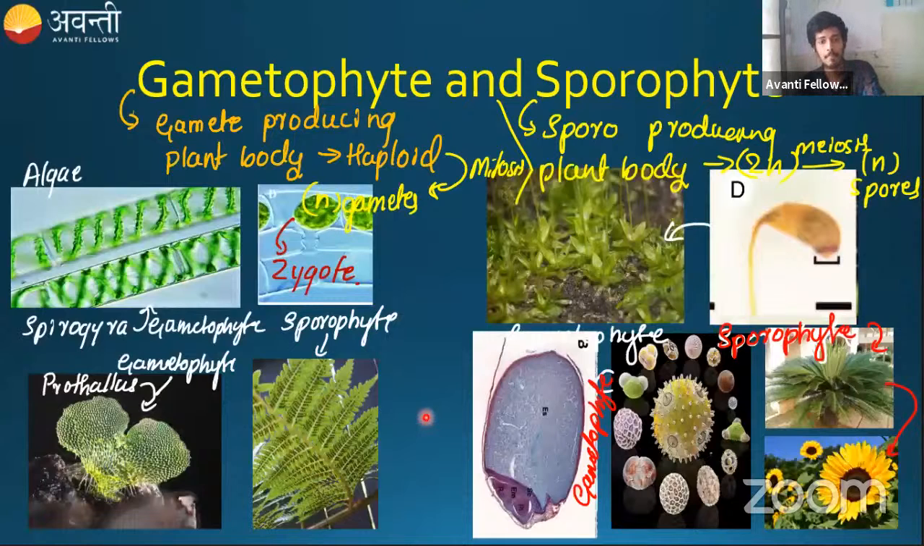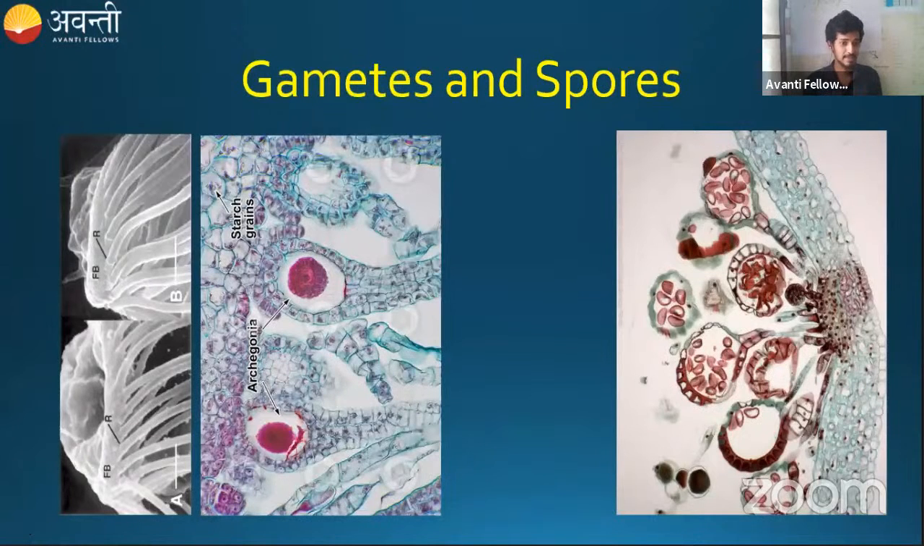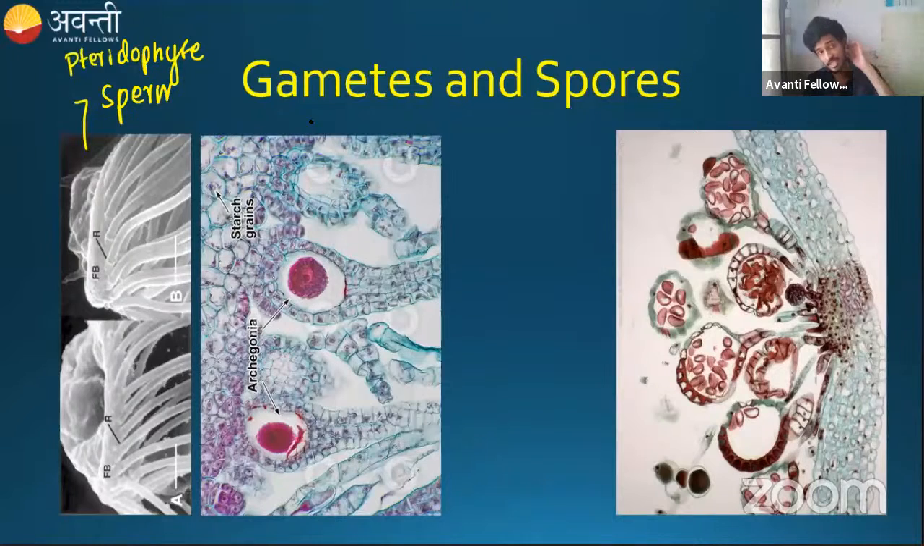Then we go to the gametes and spores. This is still interesting. Here you can see the gametes of two different things. The first one you see here is the pteridophyte sperms. I told you that pteridophyte sperms may have more than one flagellum. You can observe it here.